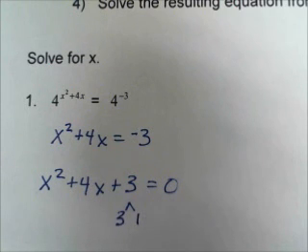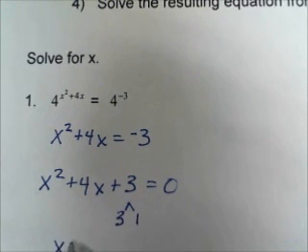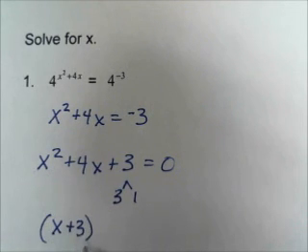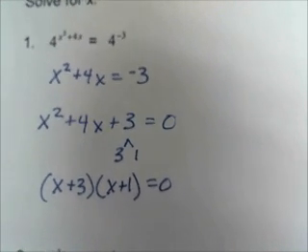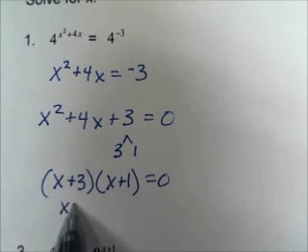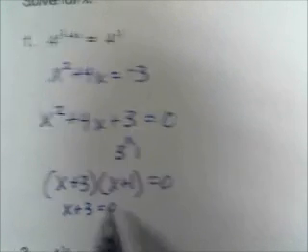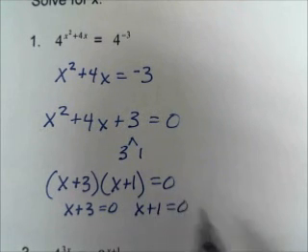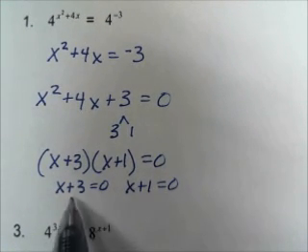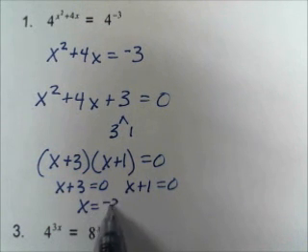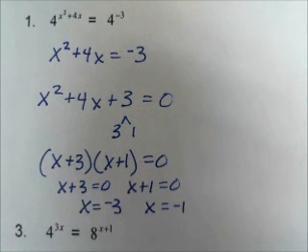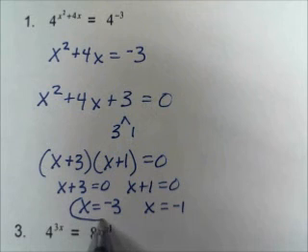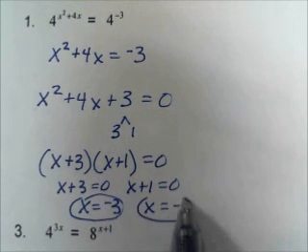Right, 3 and 1. So this factors into x plus 3 times x plus 1 equals 0. Set each factor equal to 0. We usually skip this step and go right to the solution, but I'll write it this time. Subtract 3, so x equals negative 3, and subtract 1, x equals negative 1. So there are two values of x, negative 3 and negative 1.